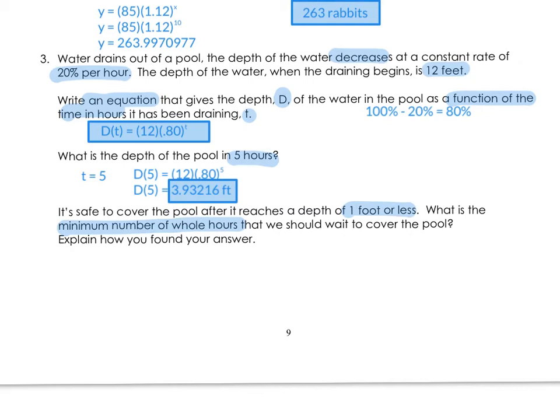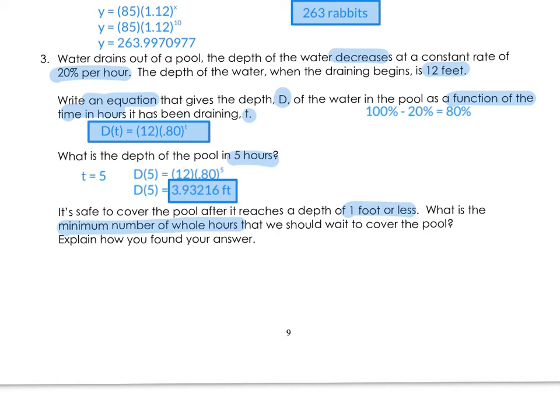Then you should get to a table of values. Depending on where you start, you might start at 0, or yours might be somewhere else. Remember, you can change that by hitting second window to table set to change what your table is starting at or to change what you're counting by. So if I start at 0, that's 12 feet. I need to get to 1 foot or less.